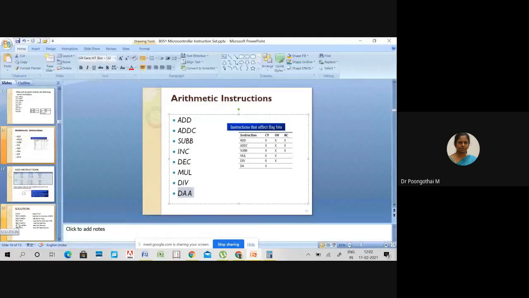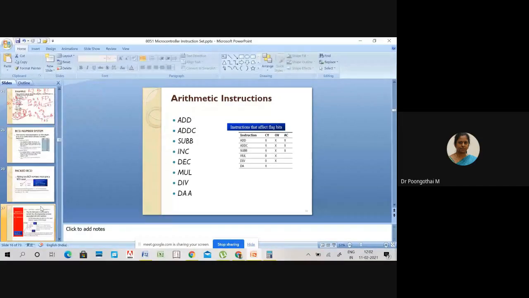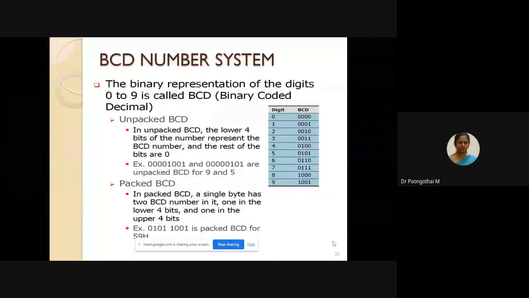So this instruction adjusts the 8-bit result in the accumulator after addition to get a BCD number. Before that, we must understand the concepts of the BCD number system. What is the BCD number system? Can anyone tell me? This topic might have been covered in your digital electronics. What is BCD? How can it be represented?